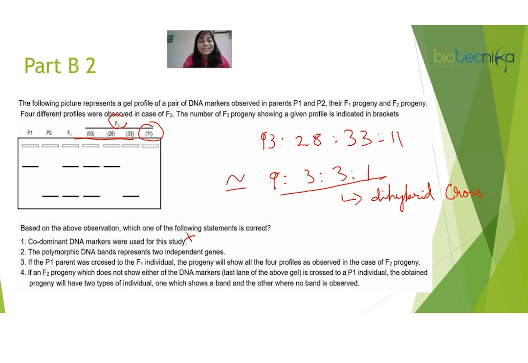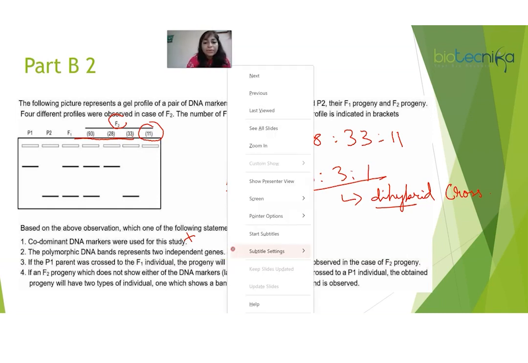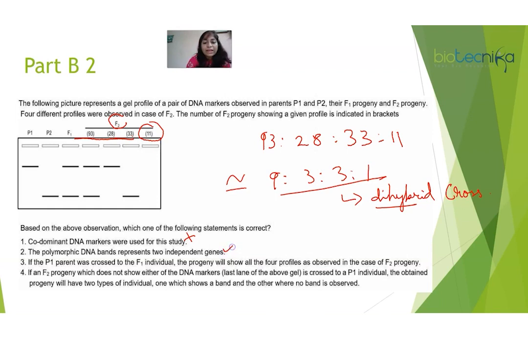So that means, yes, there are 2 different genes involved. A dihybrid cross means a cross where we study the inheritance pattern of 2 different genes. So polymorphic DNA bands represent 2 independent genes. Yes, this might be correct. Now let's check out the other options as well.